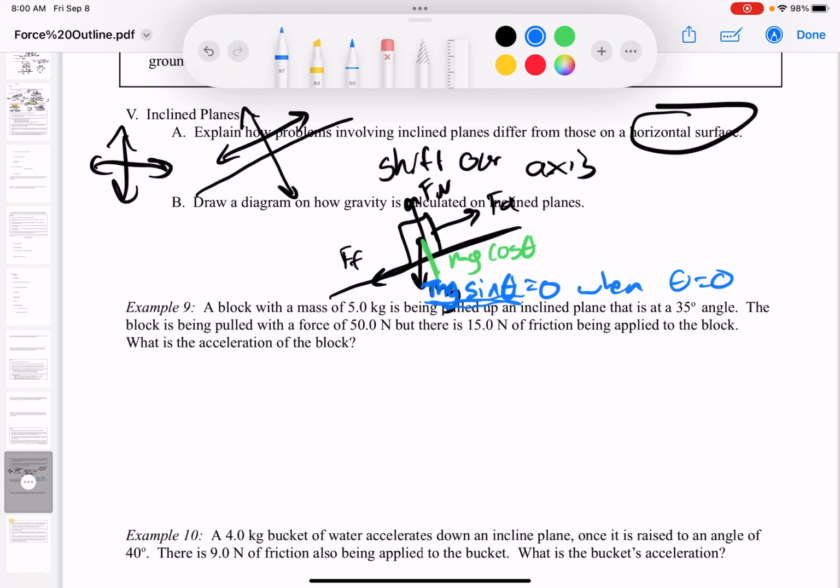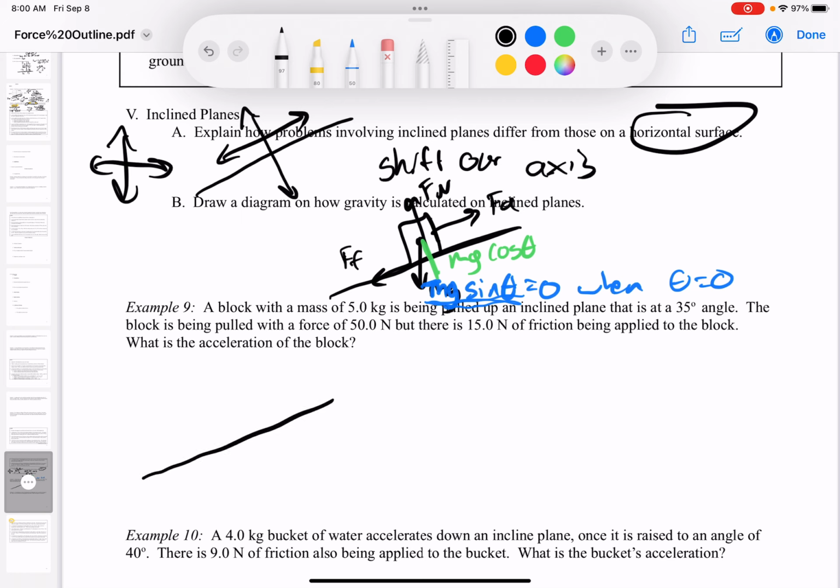Okay? So let's go ahead and try this first question. It says a block with a mass of 5 kg is being pulled up an inclined plane that is at a 35-degree angle. The block is being pulled with a force of 50 newtons, but there is 15 newtons of friction being applied to the block. What is the acceleration of the block?